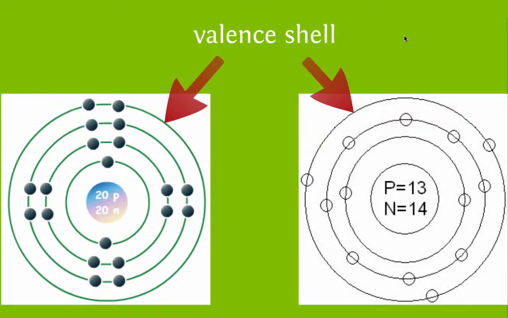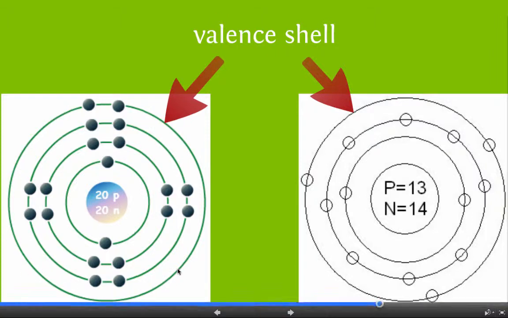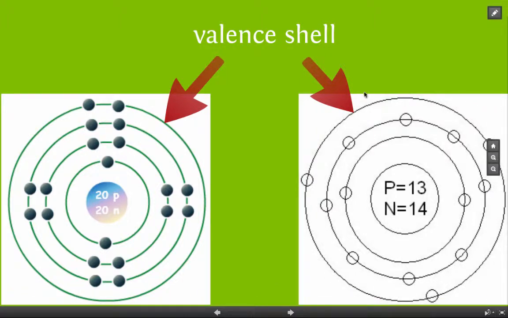So if we look at these two pictures of Bohr models, the valence shell is just the shell that's on the outermost area. So this is the valence shell on this diagram. This is the valence shell on this diagram. It's just the outermost circle. The valence electrons are the electrons in that outermost shell. So this one and this one are the valence electrons because they're in the valence shell of this diagram. This one, and this one are the valence electrons in the valence shell on this diagram.